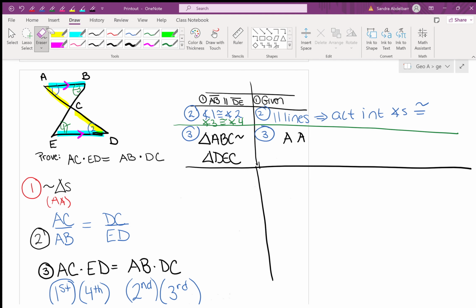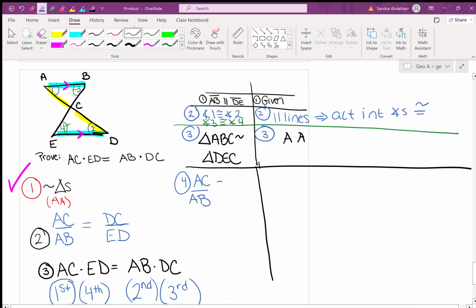All right, now that the triangles are similar, that's check. Game plan 1, check mark. We're done. So now we go to game plan 2, step number 2. Now that the triangles are similar, can I say the sides are in proportion? Absolutely. So step number 4, I'm going to say that AC is to AB as DC is to ED.